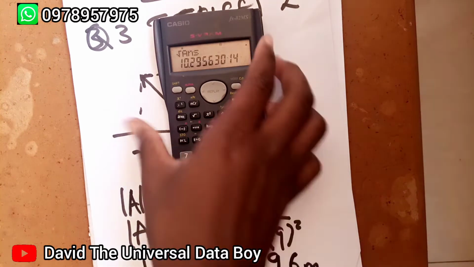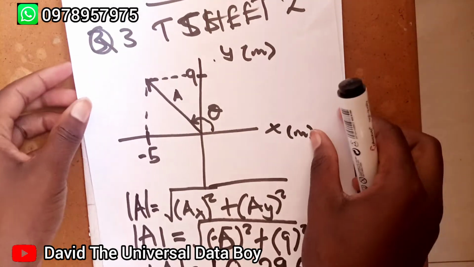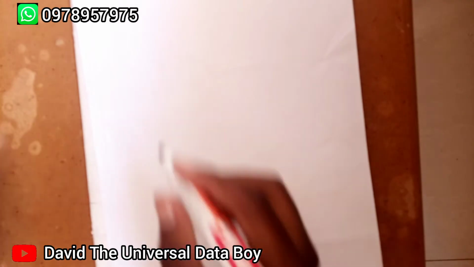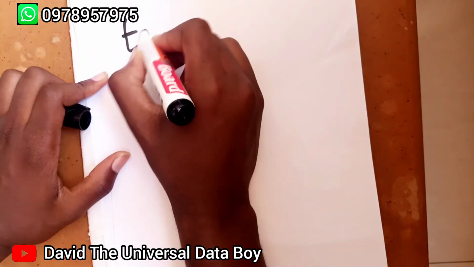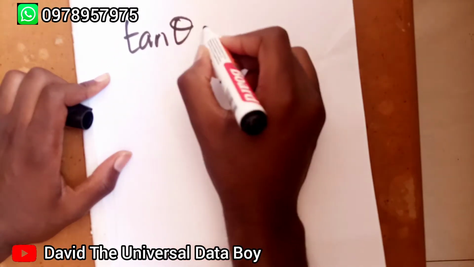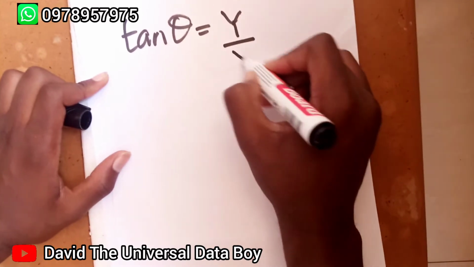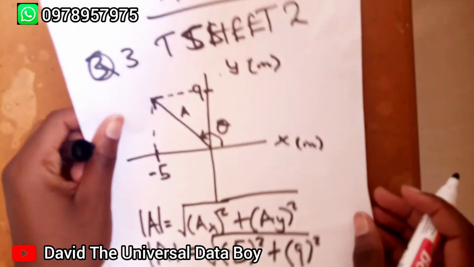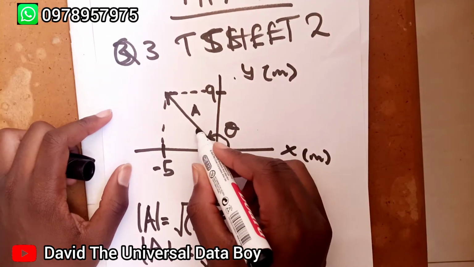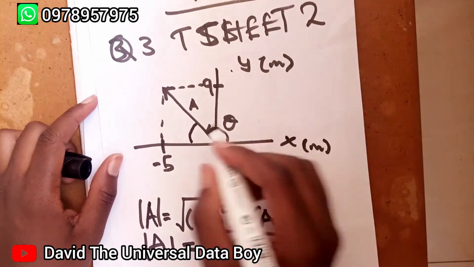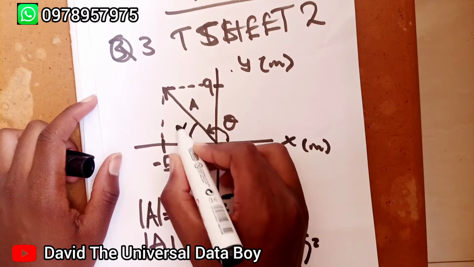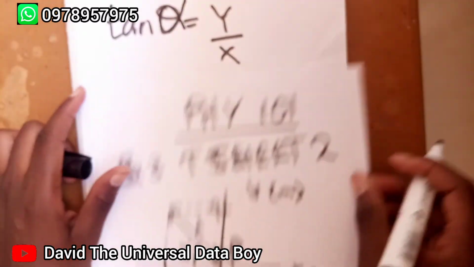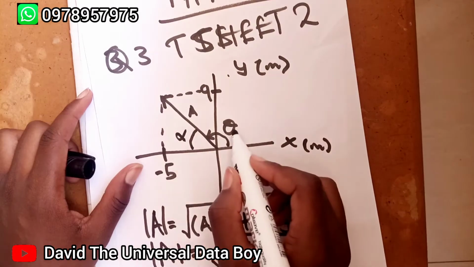So now let's find the direction. We know the direction is given by tan theta, of whatever is in the y over whatever is in the x. In fact, we'll use a different angle here. We can label this one as alpha, and this one as theta. So we're going to have tan alpha, so that when we find alpha, we'll find our theta later on.